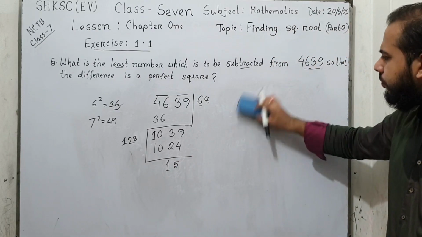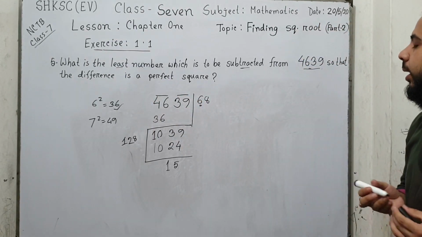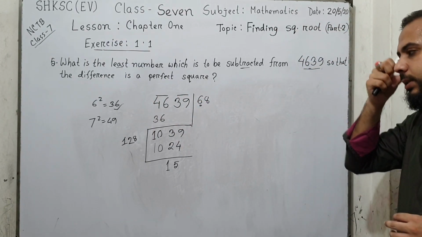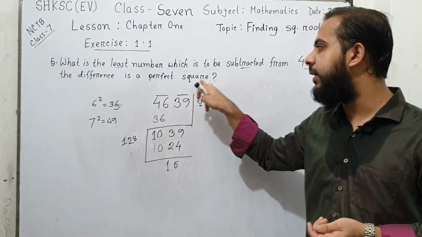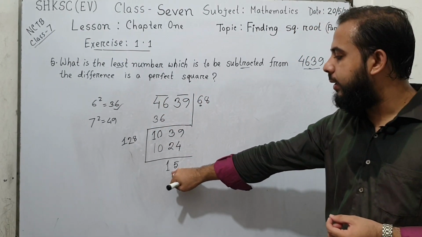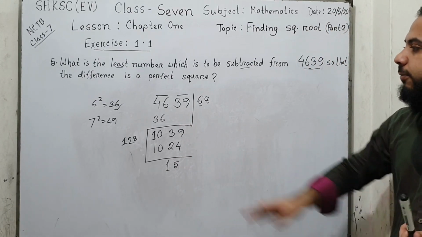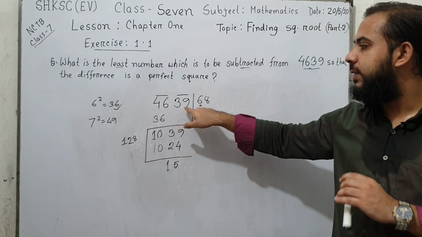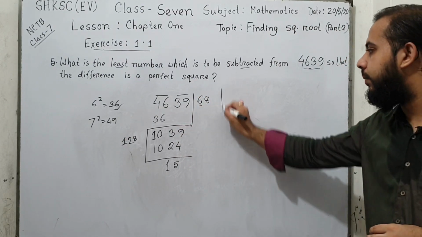Now look, the question asked which least number should be subtracted from 4639 so that the difference will be a perfect square. Now this is the remainder from the long division method of this number. So if we subtract 15 from 4639, it will be a perfect square. Now you can also verify your answer.